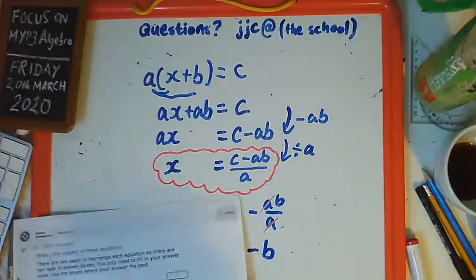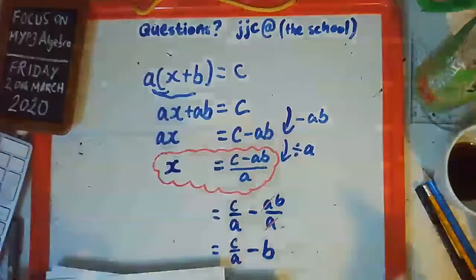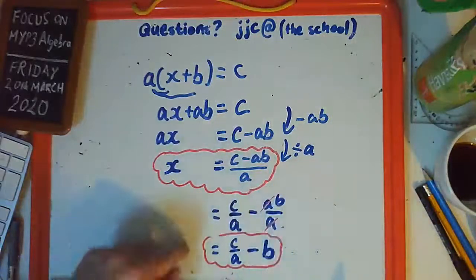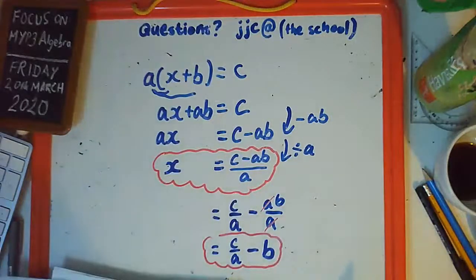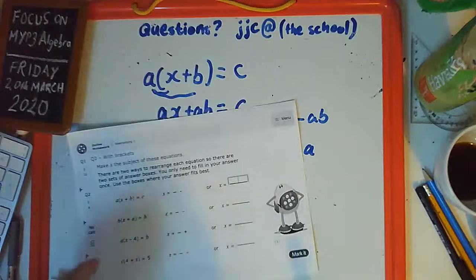So here, where they've got two alternative ways that they allow you to write the answer, those are the two alternative ways for this question. But in any case, you don't need to write it both ways to get the mark. You only have to do it one way. Yep, you only need to fill your answer once.